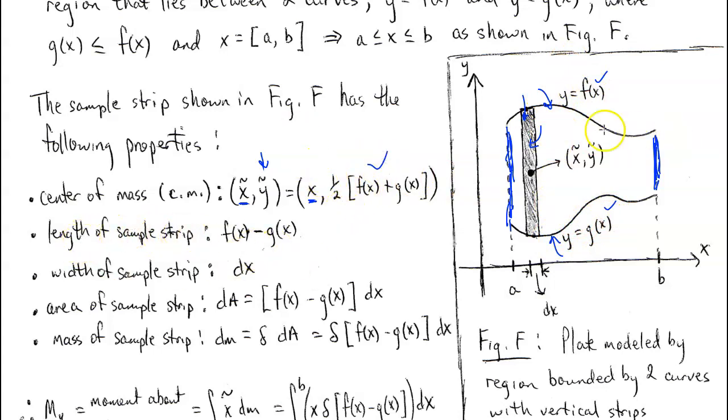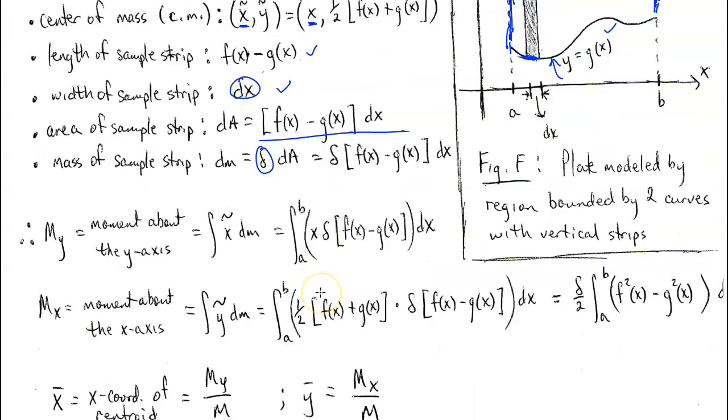We know that the length of the strip is really the difference between those two functions. And of course, the width of the strip will stay the same at dx. The area of the sample strip will just be the product of the length and the width. And the differential mass of the sample strip is going to be the density times the area, which is just, again, the difference between those two functions times dx.